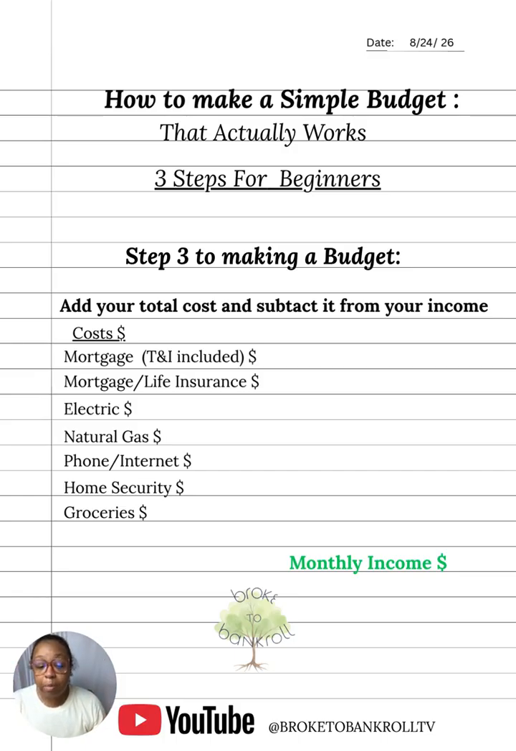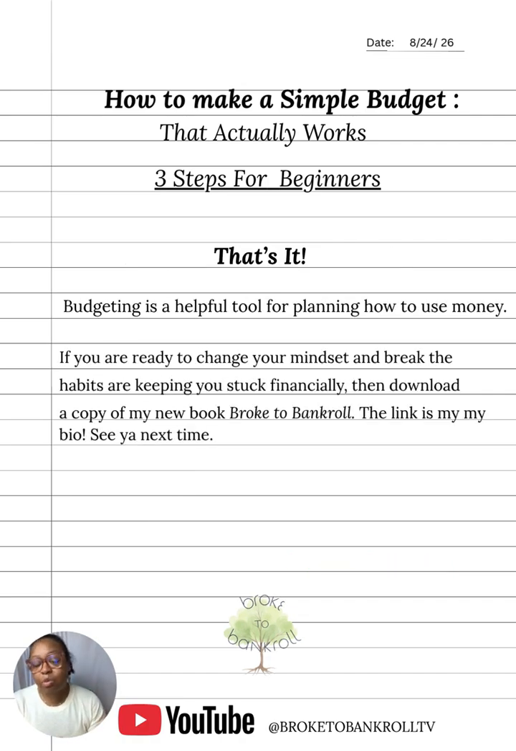And then you'll notice at the bottom of my page, I put monthly income at the bottom. So once you figure out all of your total costs, you're going to subtract that from your monthly income, and there you have it. 3 simple steps on how to make a simple budget that actually works for beginners. No budgeting apps needed, just a simple notebook and a pen.